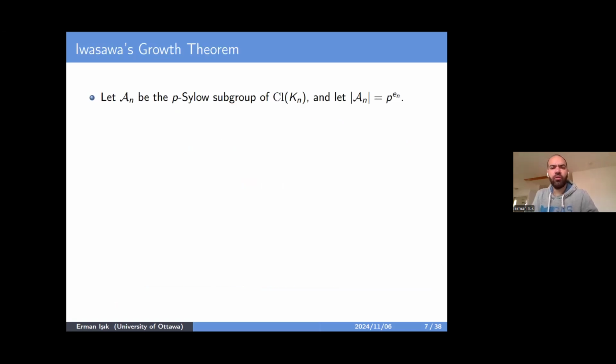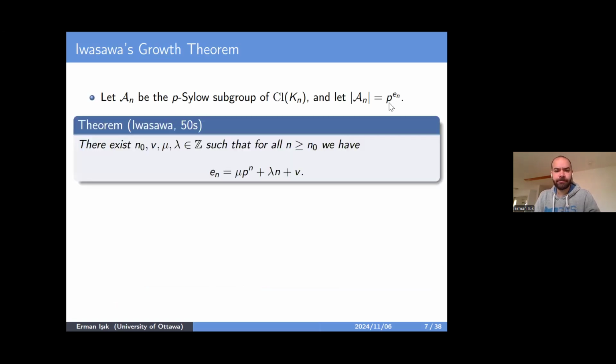So let me go back to the original question I asked. Let's say A_n denotes the p-Sylow subgroup of the class group, whose size is p^{e_n}. And Iwasawa in the 1950s proved that we can find some constants, which I will mention where they come from, such that asymptotically we have this formula: e_n is equal to μ p^n + λ n + ν.